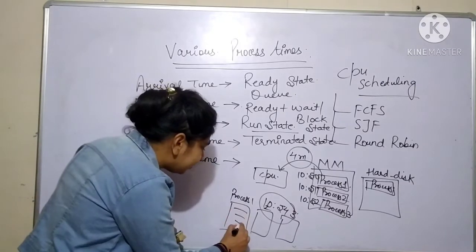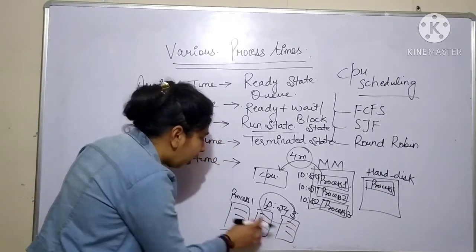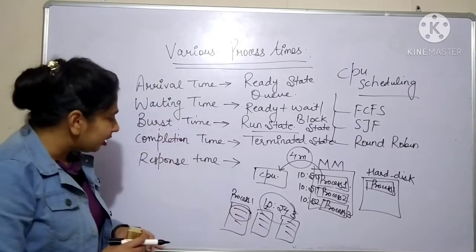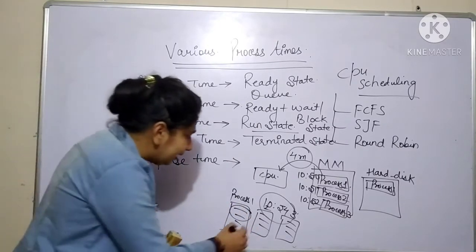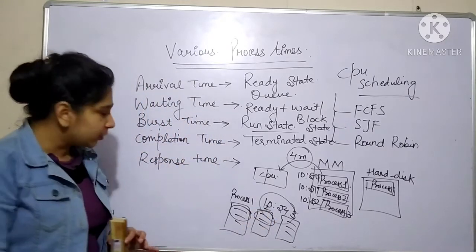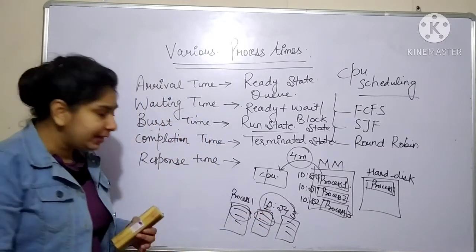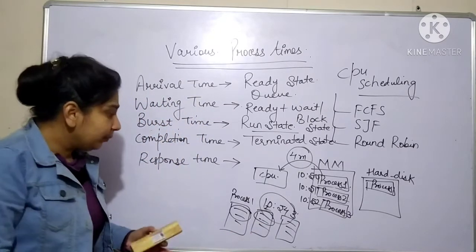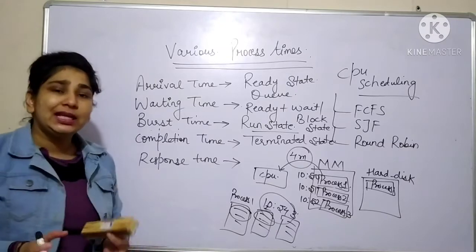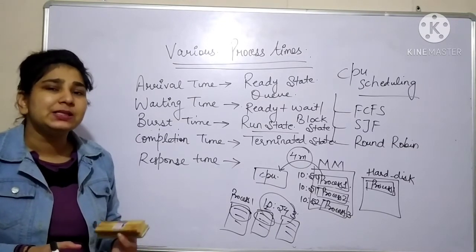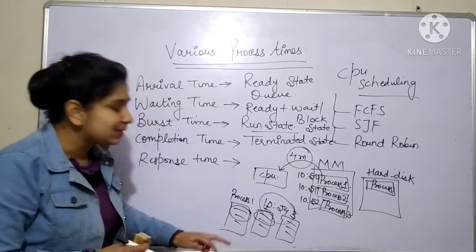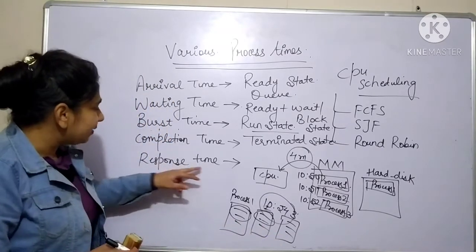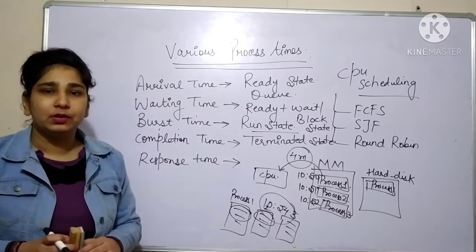Like we executed some instructions of process P1. Like I executed two instructions of process P1. Then I moved to process P2. I assigned CPU to process 2. So your response time is very less in this case. When any process is given CPU for the first time, we call this time the response time.